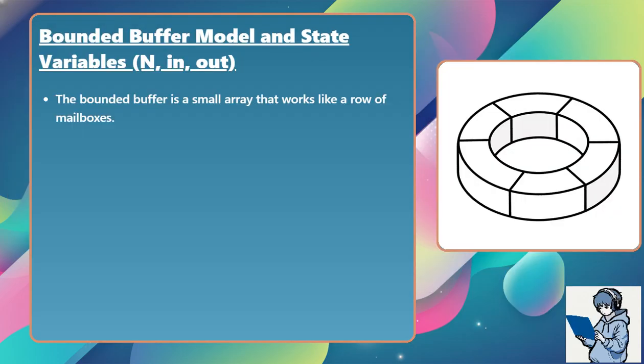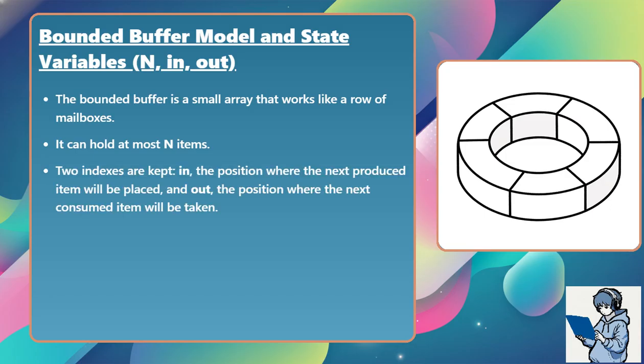The bounded buffer is a small array that works like a row of mailboxes. It can hold at most n items. Two indexes are kept: in, the position where the next produced item will be placed, and out, the position where the next consumed item will be taken.